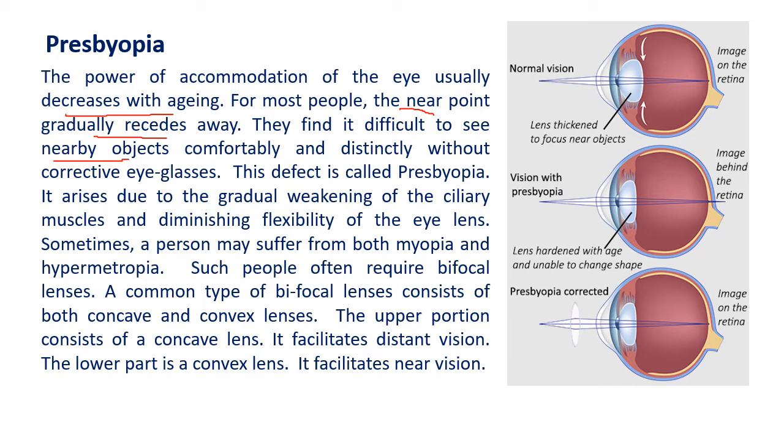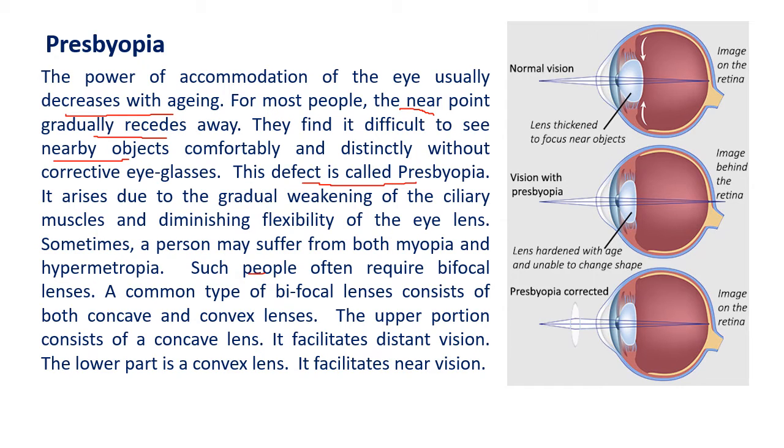You can see it is like hypermetropia. Faraway objects can be seen, but nearby objects cannot be seen. So this defect is called presbyopia. Now the only difference between these two is, this is generally coming with aging because of weakening ciliary muscles. There we saw it can happen due to elongation or rounding of the eyeball. So this is mainly due to aging.